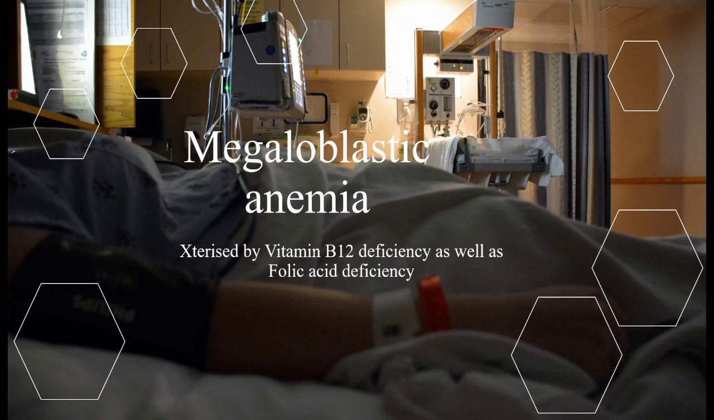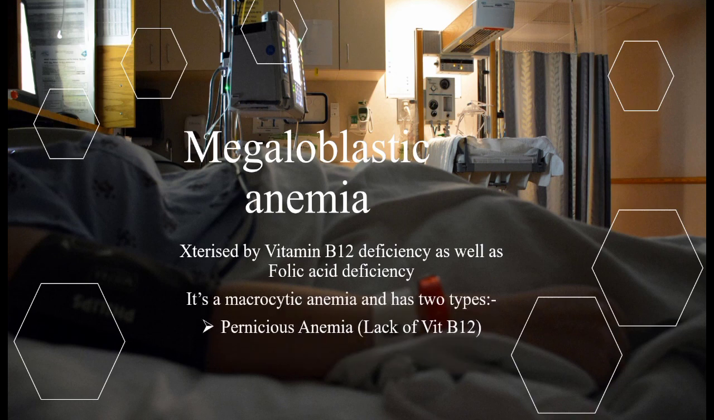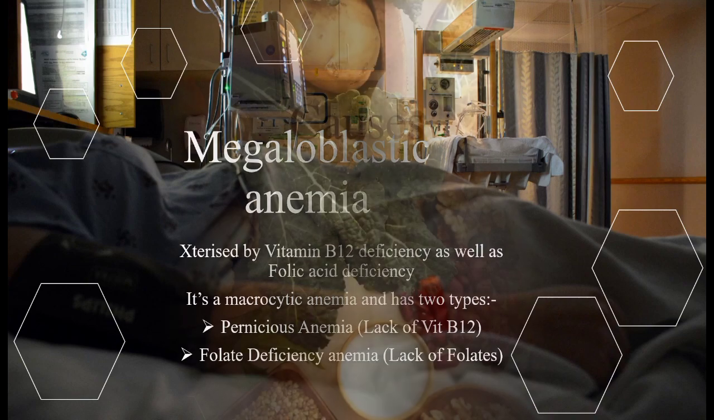Megaloblastic anemia, or what we can term as macrocytic anemia. Here, this is characterized by vitamin B12 deficiency as well as folic acid deficiency. It has two types. We have what we call pernicious anemia, which is a lack of vitamin B12, or it could be a folate deficiency anemia, where we lack some folates in our diet.